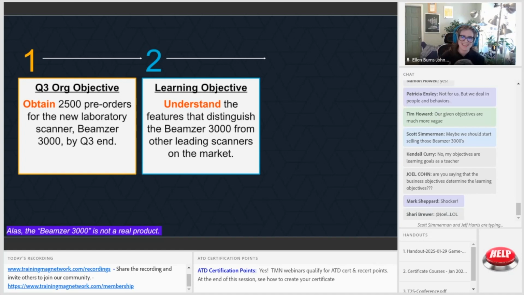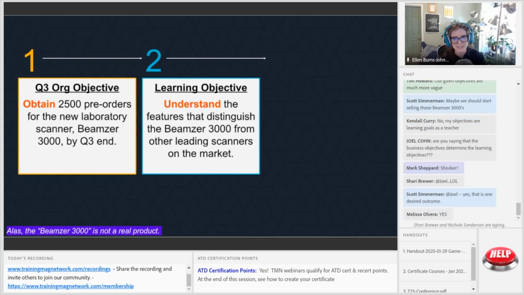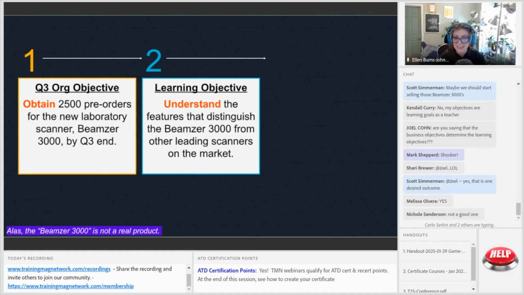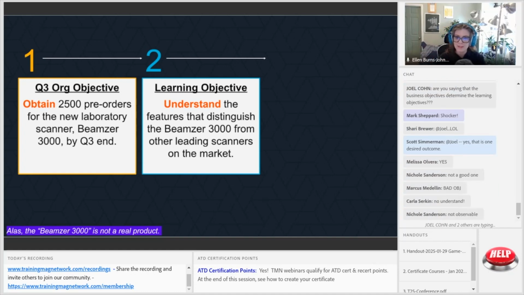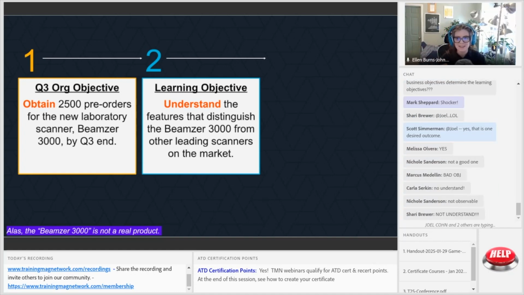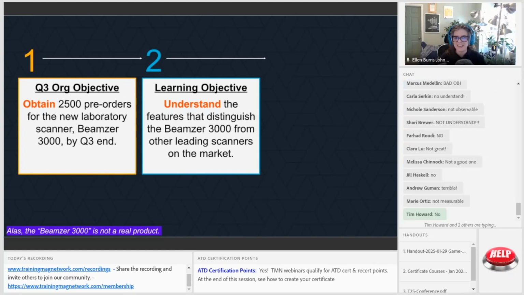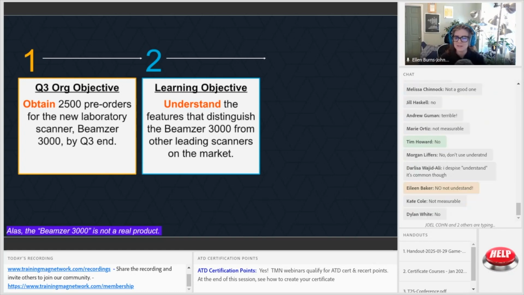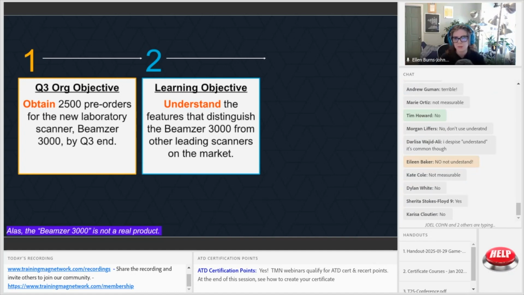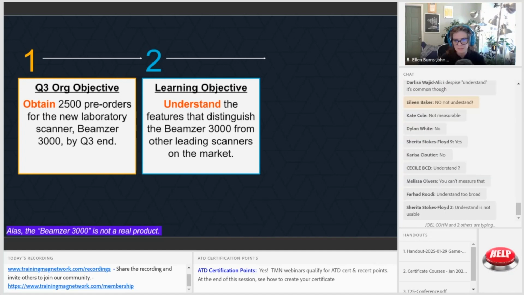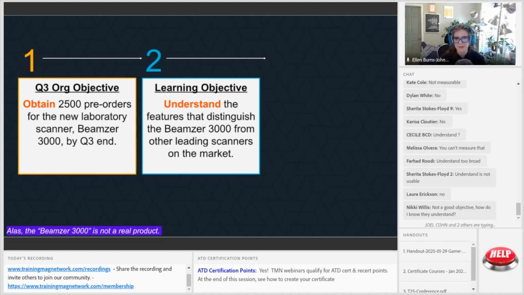Yes, Joel, that is what I was saying. Joel's seeing where I'm going. Okay. Have you seen learning objectives like this one? Is it a good learning objective? Is another follow-up question. Okay, Melissa says yes with capital letters. Nicole says it's not a good one. Bad objective. No, understand. Yes, I'm so glad. Don't use understand. Not measurable. Exactly. You cannot measure understand.